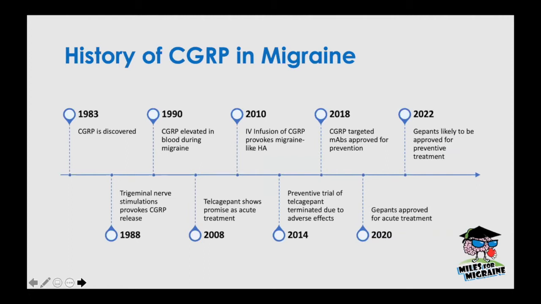Then in 2008, telcagepant showed some promise as an acute treatment. And since then, we've come a pretty long way to 2020, when gepants, the first medications approved as CGRP antagonists for acute treatment. And then 2 years prior to that, of course, the CGRP monoclonal antibodies for preventive treatment. And I'll go over that in a little bit as well.